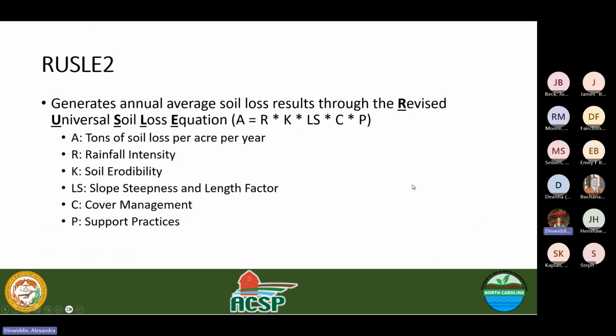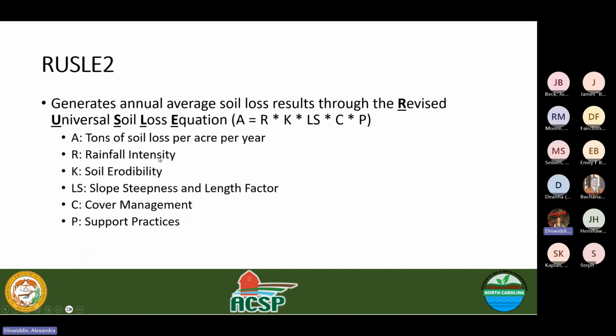So just really quickly about RUSLE 2, I'm not going to be diving into a lot of detail about it, but basically this software generates annual average soil loss results through the revised universal soil loss equation. So that's A equals R times K times LS times C times P. You can see what each of those letters in that equation stand for. So A is your result, so it's tons of soil loss per acre per year.